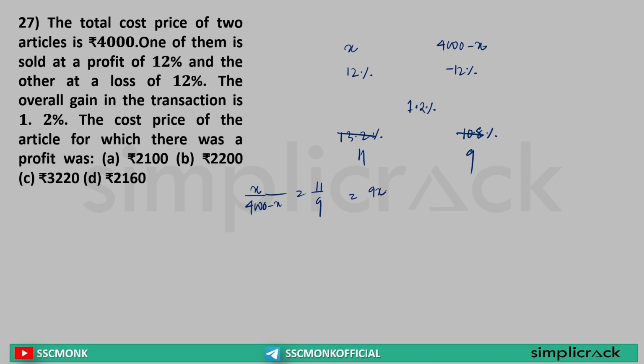Or I can write 9X is equal to 4000 minus X into 11, that is 20X is equal to 4000 into 11. Zeros crossed out, 2 2s are 4, so that is equal to 2200. So the X value is 2200. So the other is 4000 minus 2200, that is equal to 1800. It is asking for the cost price of the article on which there was a profit, that is 2200. Answer option B.